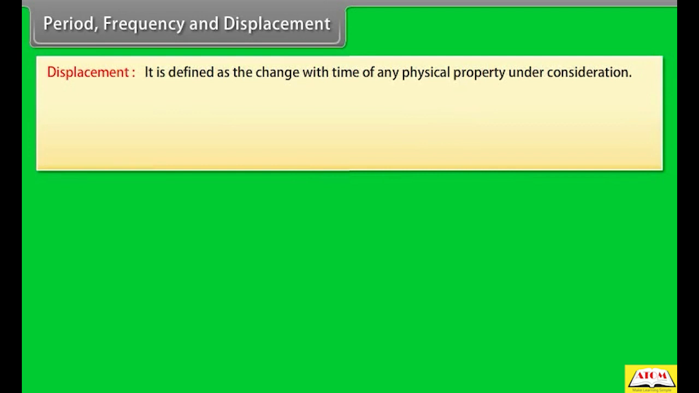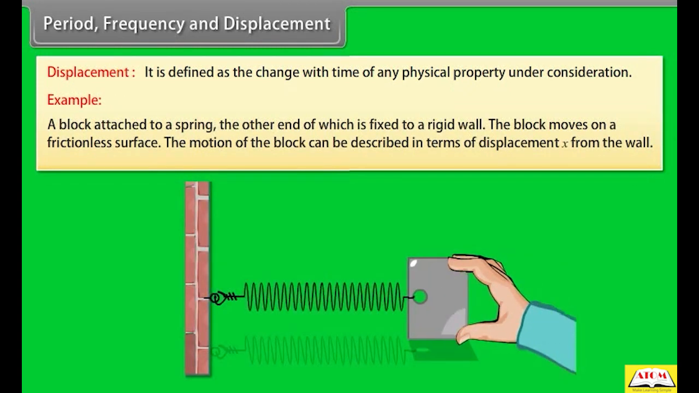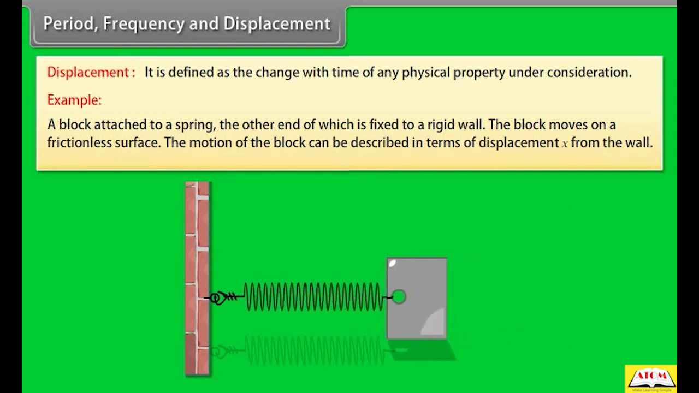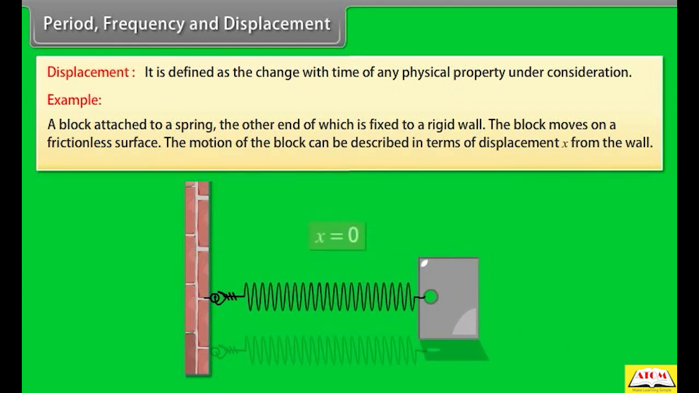Displacement is defined as the change with time of any physical property under consideration. Let's take an example. A block is attached to a spring, the other end of which is fixed to a rigid wall. The block moves on a frictionless surface. The motion of the block can be described in terms of displacement x from the wall.